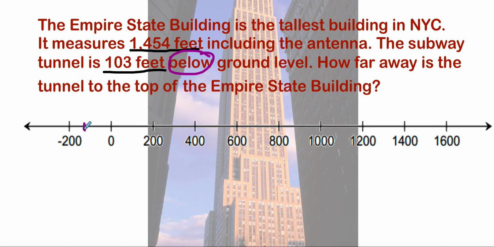And we're going to go to the distance of 1,454. So how tall is this building? It's 1,454. It's going to be somewhere in the middle here. Now, in order to figure out how far the tunnel is from the top of the Empire State Building, we have to figure out the absolute values of these numbers and add them to find the distance.